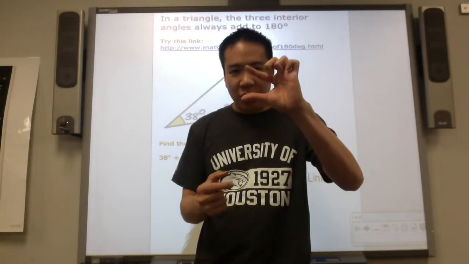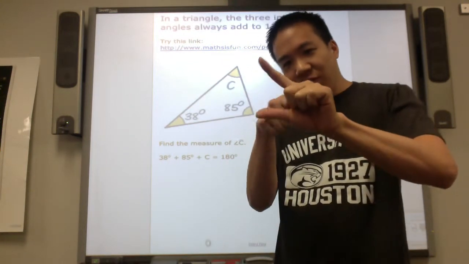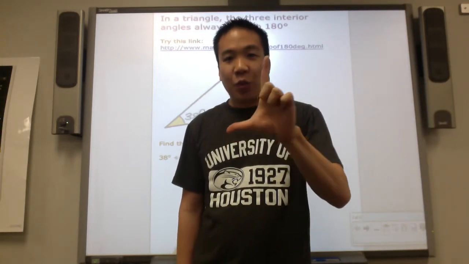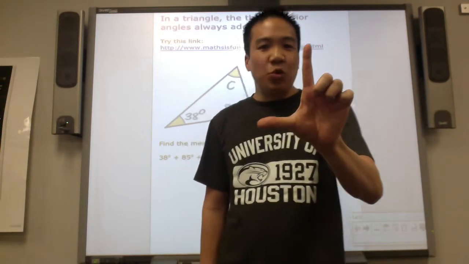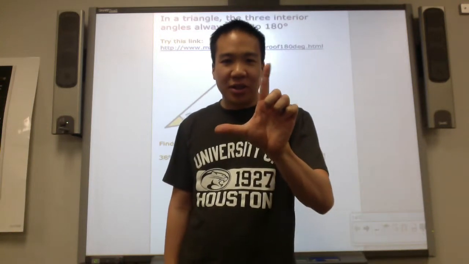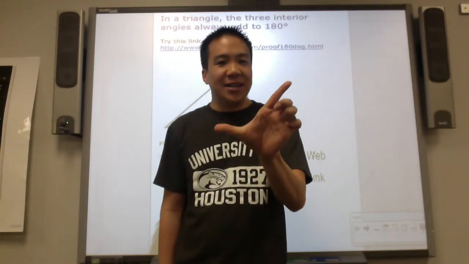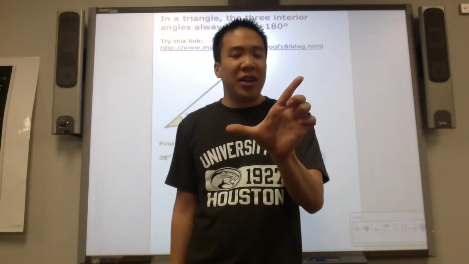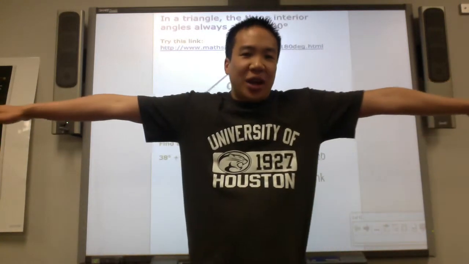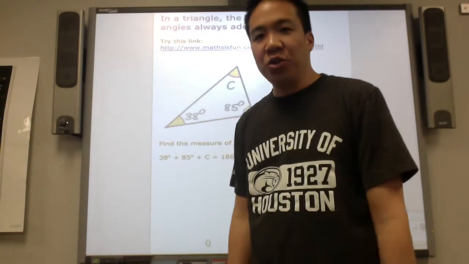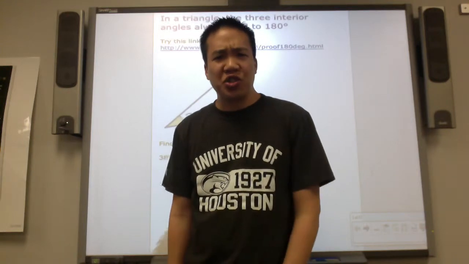Acute angles are very tiny. They are less than 90 degrees. A right angle is equal to 90 degrees. An obtuse angle is a very wide angle. It is more than, or greater than, 90 degrees. And a straight angle is 180 degrees. So you have acute, right, obtuse, and straight.